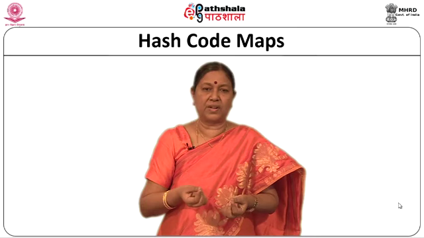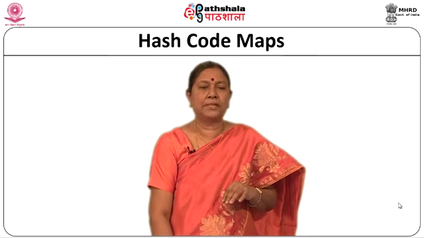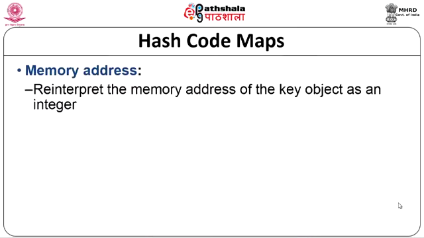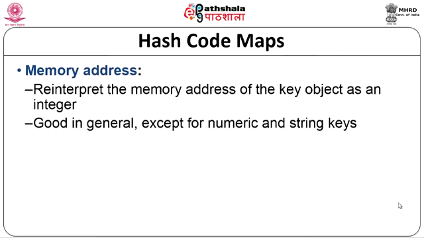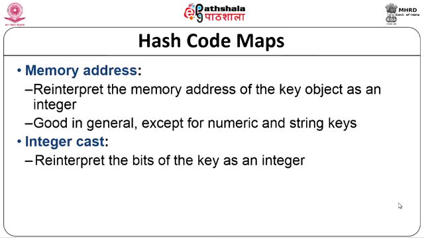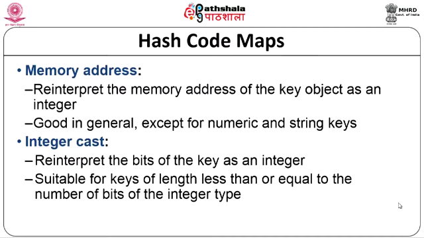Now, we will go into the two functions. Let us first talk about hash code maps. One way is to reinterpret the memory address of the key object as an integer. So, how do we get that integer value? You reinterpret it as an integer. It is good in general except for numeric and string keys. Another way of generating the hash code map is an integer cast. What do you do here? Reinterpret the bits of the key as an integer. So, you have bits there, and you can interpret those bits as an integer. It is suitable for keys that are of length equal to or less than the integer type.